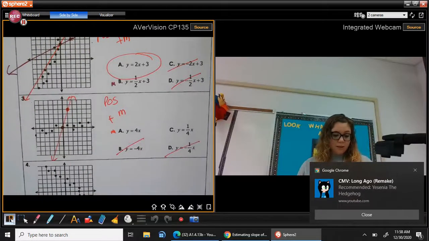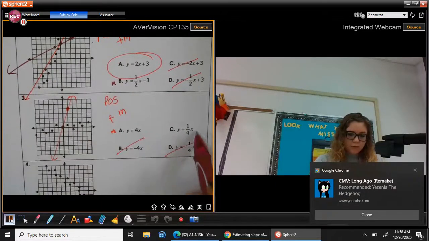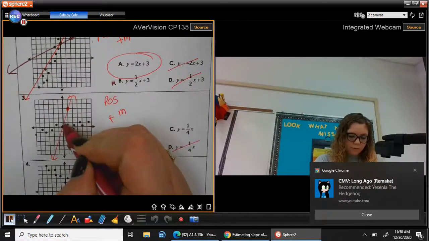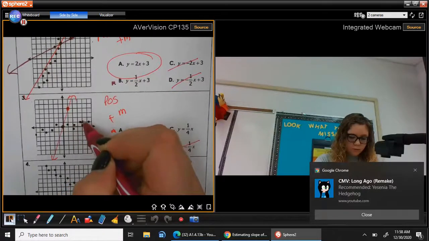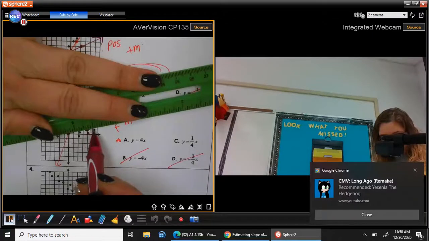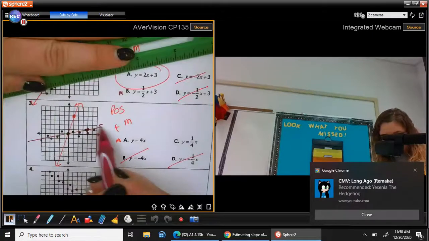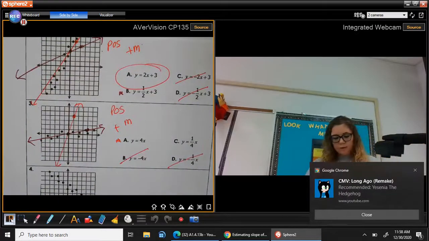And that one is not even close, so let's try this one. So again, my y-intercept is 0, up 1 over 4. And this one looks like it's going to be better. Yeah. Okay, so my answer is going to be C.